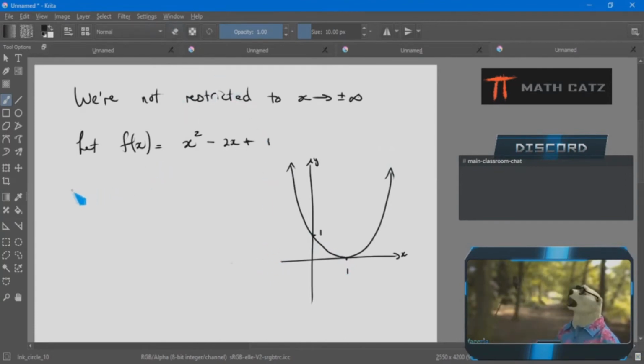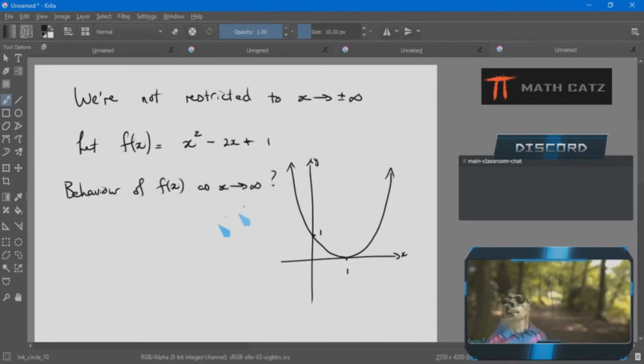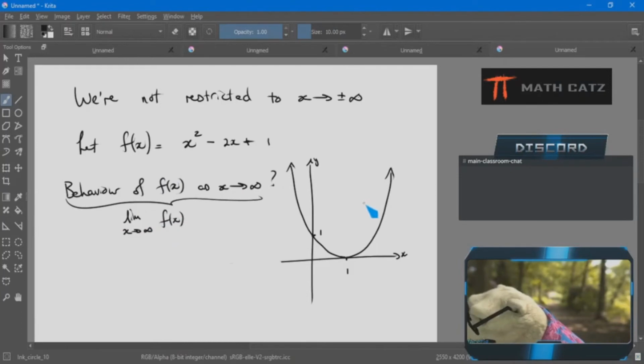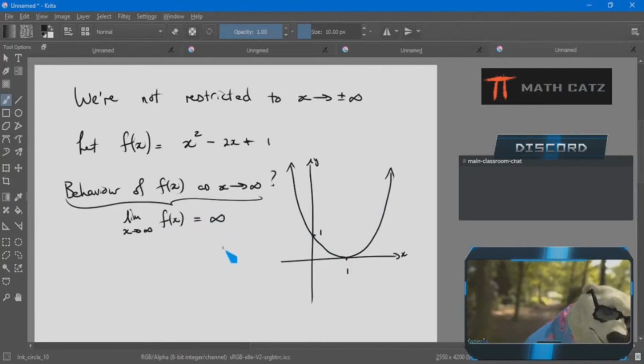I might want to ask the behavior of the function as x gets really big. Then this translates to the limit as x approaches infinity of f of x, my function. I can just look it up on the graph. It's infinity. So I'm indicating behavior. It's not a number because it doesn't stabilize to a horizontal asymptote, right? So not a big deal. That's one question though.